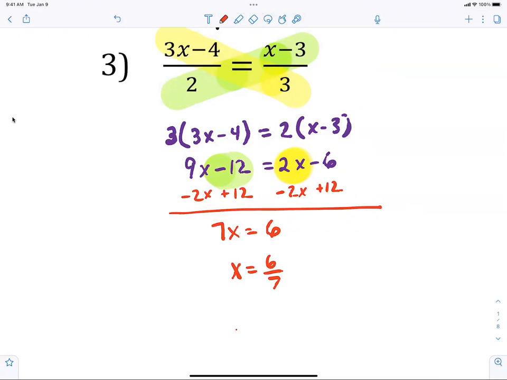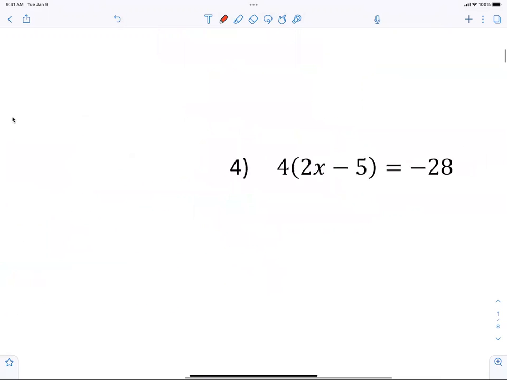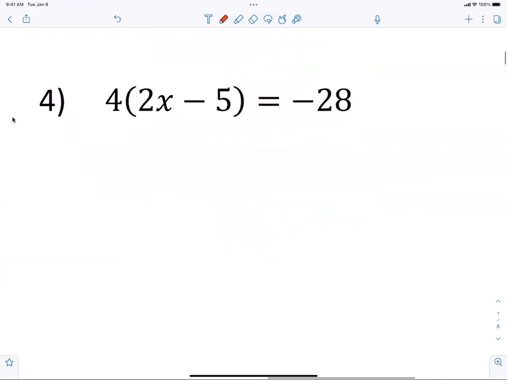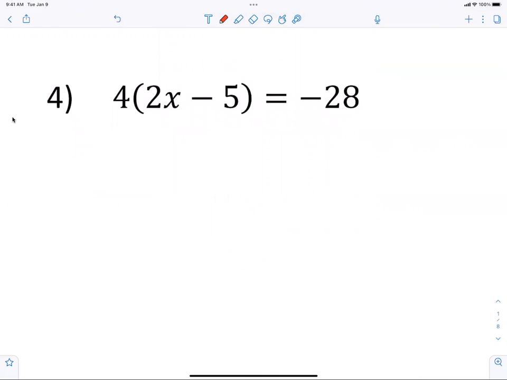Anybody have any issues so far? All right, let me do a couple more with you. Number 4, I got a shortcut on this. Who remembers the shortcut from yesterday? Divide by what? Now, normally most kids distribute, but because we're getting smarter, we're going to divide by 4.